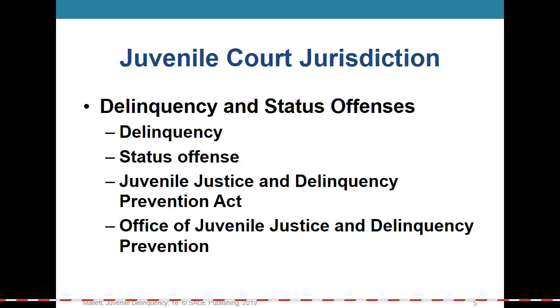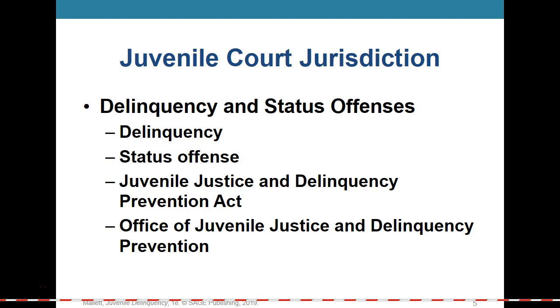The juvenile court jurisdiction covers delinquency and status offenses. Delinquency is an act committed by a juvenile that would be considered a crime if committed by an adult. Now, a status offense is not the same thing. It is a violation only when it is committed by a person under the age of 18 because of his or her status as a juvenile. It's because they are a juvenile and they are therefore not deemed an adult under the age of 18.